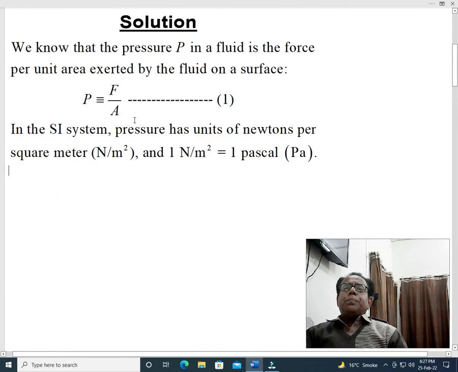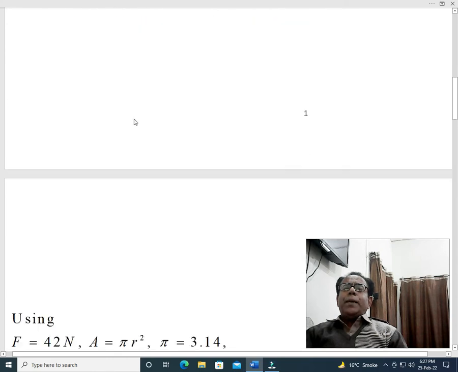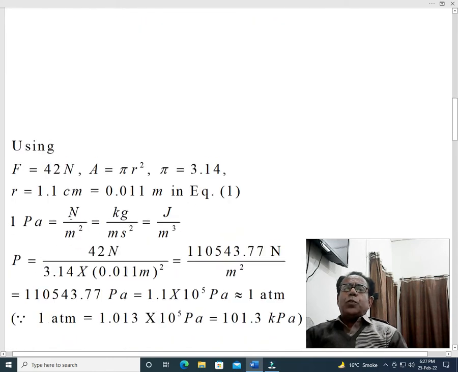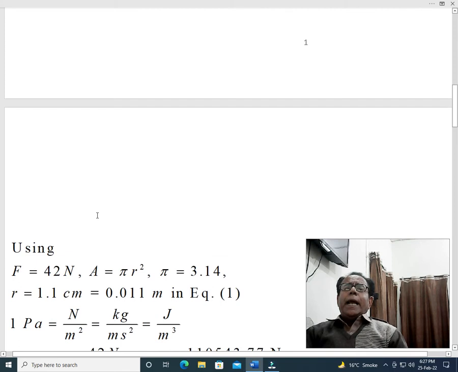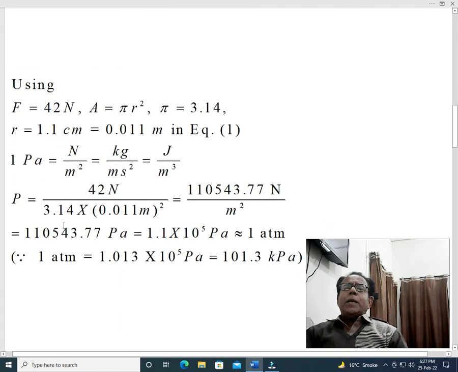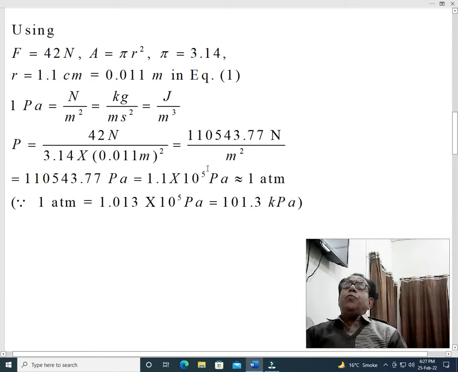Okay, P is equal to F over A, where F is equal to 42 Newton, and A is equal to pi R square, where pi is 3.14 and R is 0.011 meter. Okay, this will become equal to 10543.77 Newton over meter square.